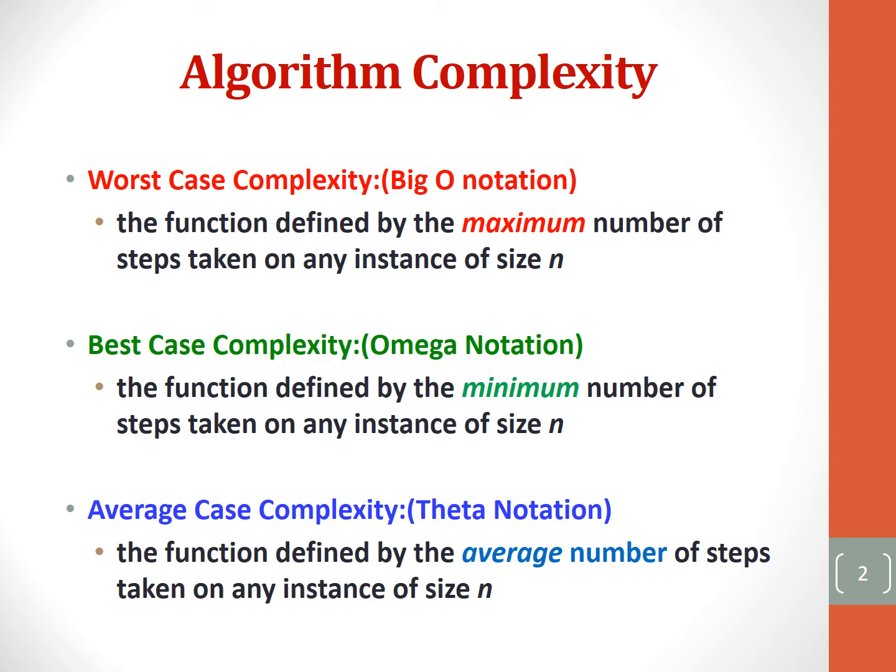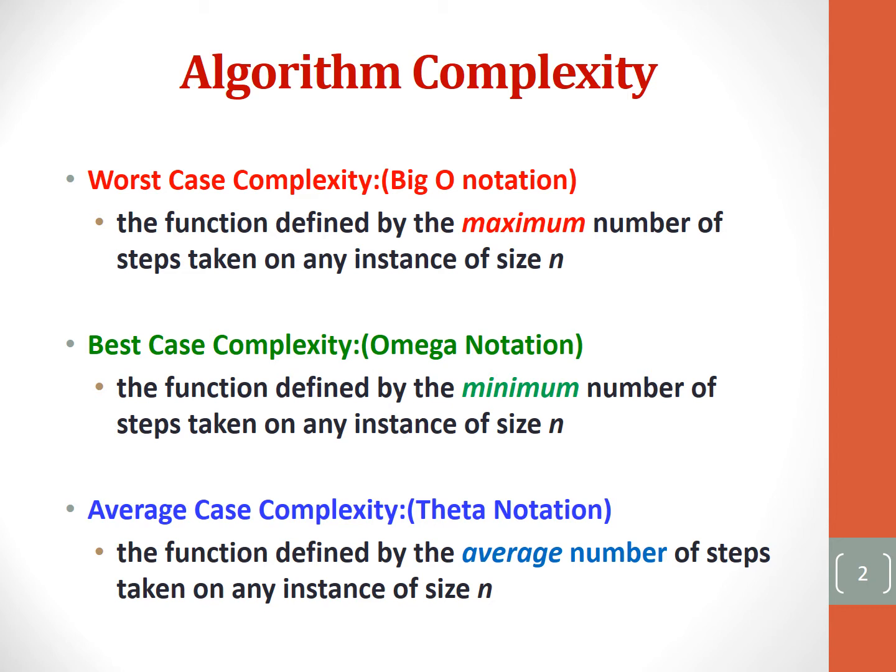Now suppose for the same algorithm, if I am getting that item on the first position itself, I will call it the best case complexity. So here the second kind of complexity is the best case complexity. The function defined by the minimum number of steps taken on any instance of size n, I will call the best case complexity.